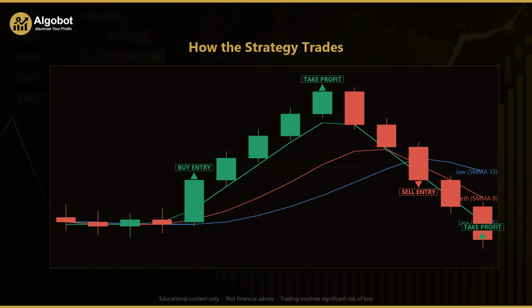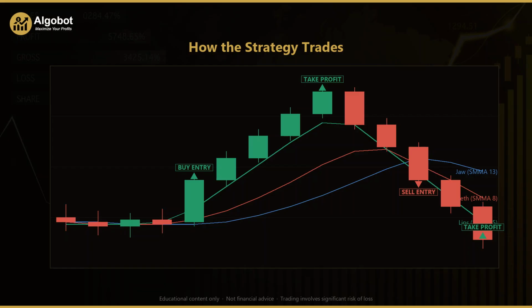From there, price works its way lower, candle by candle, with the lines staying fanned out in downward order. This is a clean downward trend, and the strategy rides it toward its target. The take profit for a short sits 3 times ATR below the entry, and you can see the take profit marker where the short trade closes in this example.